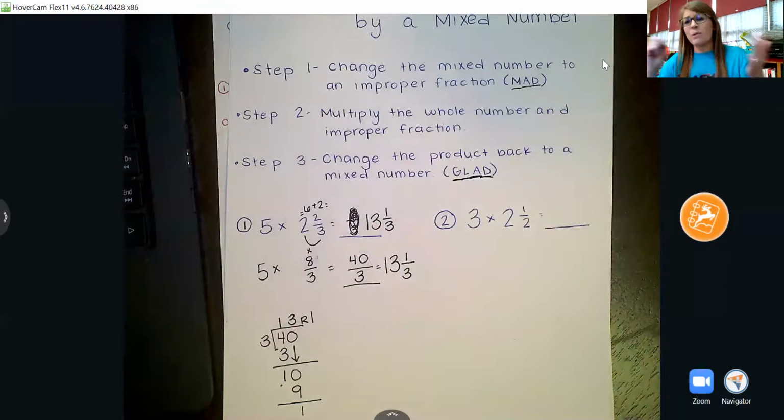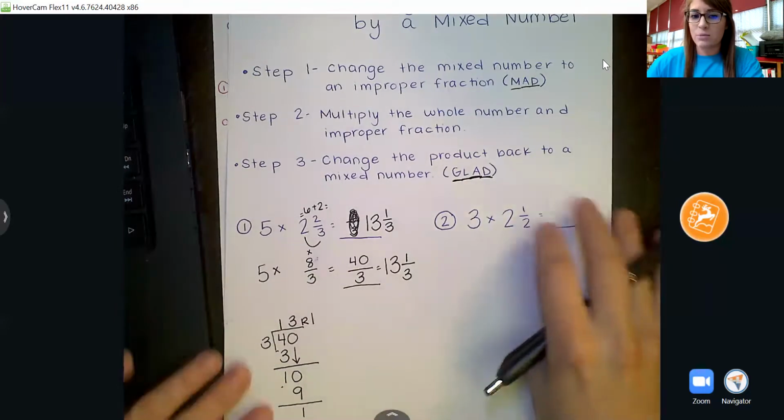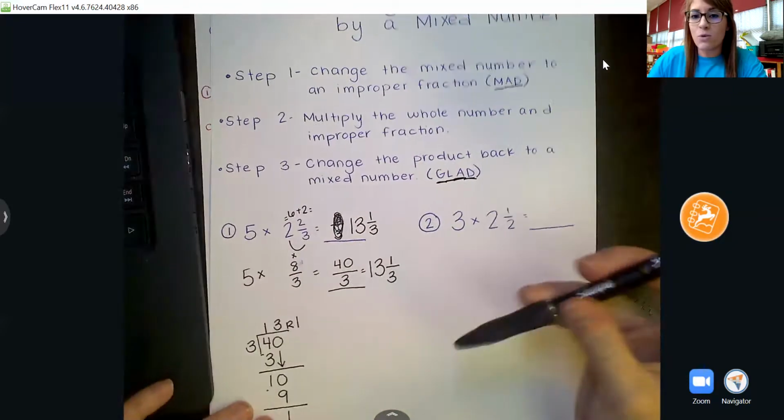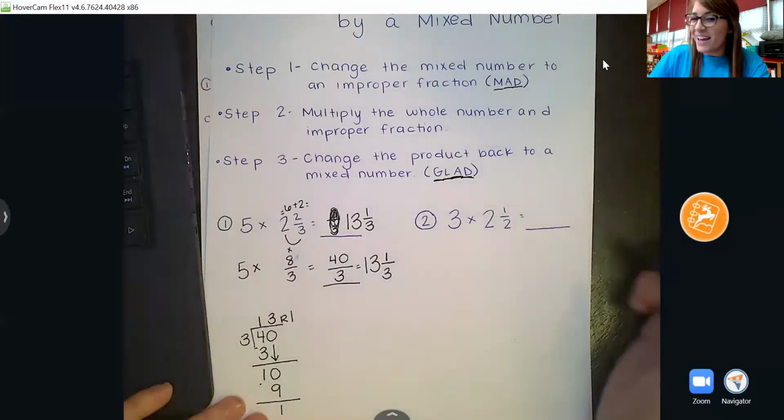We have to do MAD, and then we have to multiply, and then we have to do GLAD. However, the more practice we do, the easier it's going to get. And y'all are all super smart, so I know you're going to do awesome the more that we practice with this. All right, let's do one more example for good measure, okay?